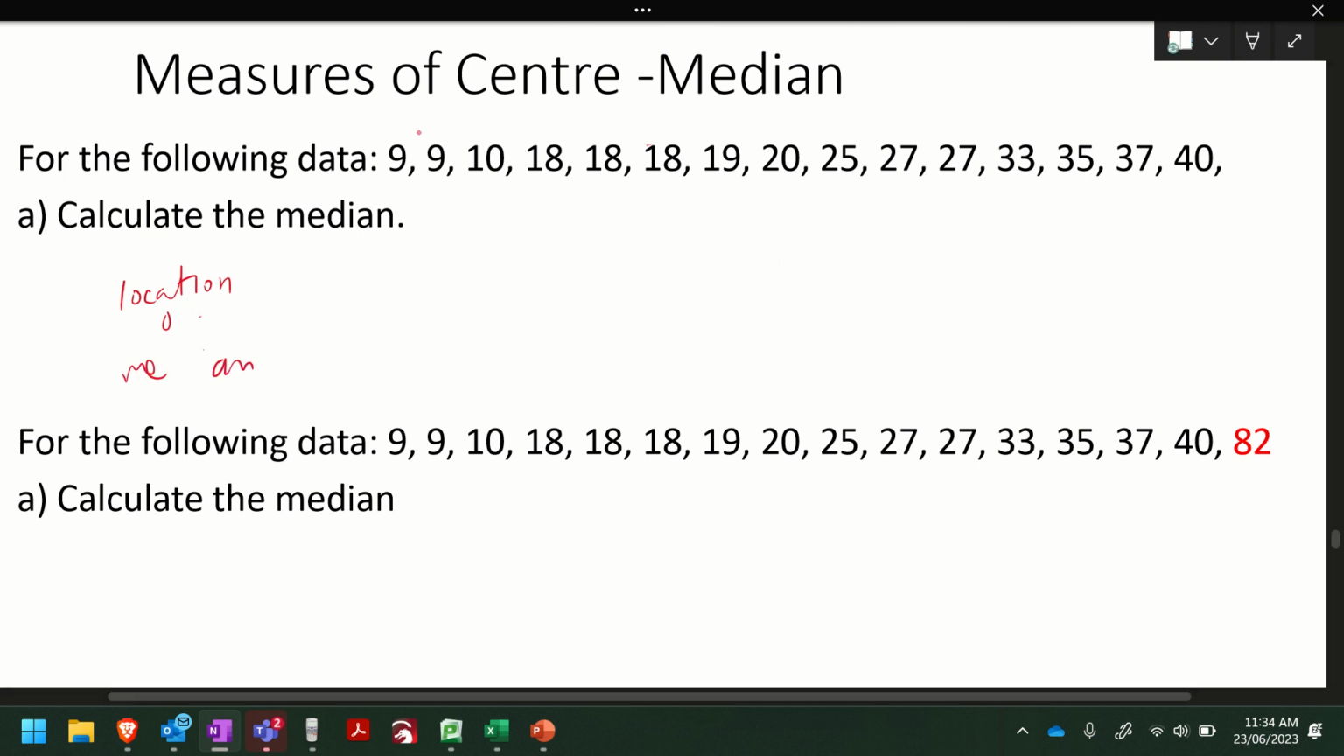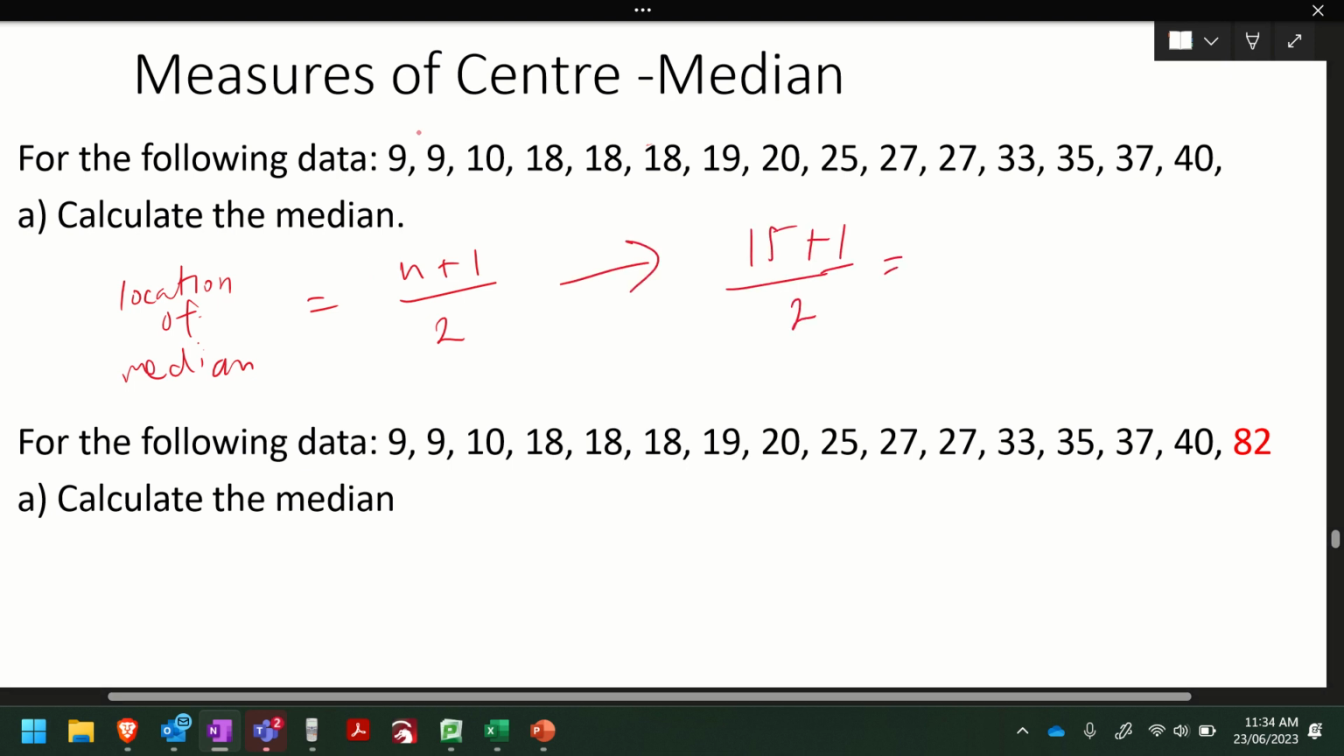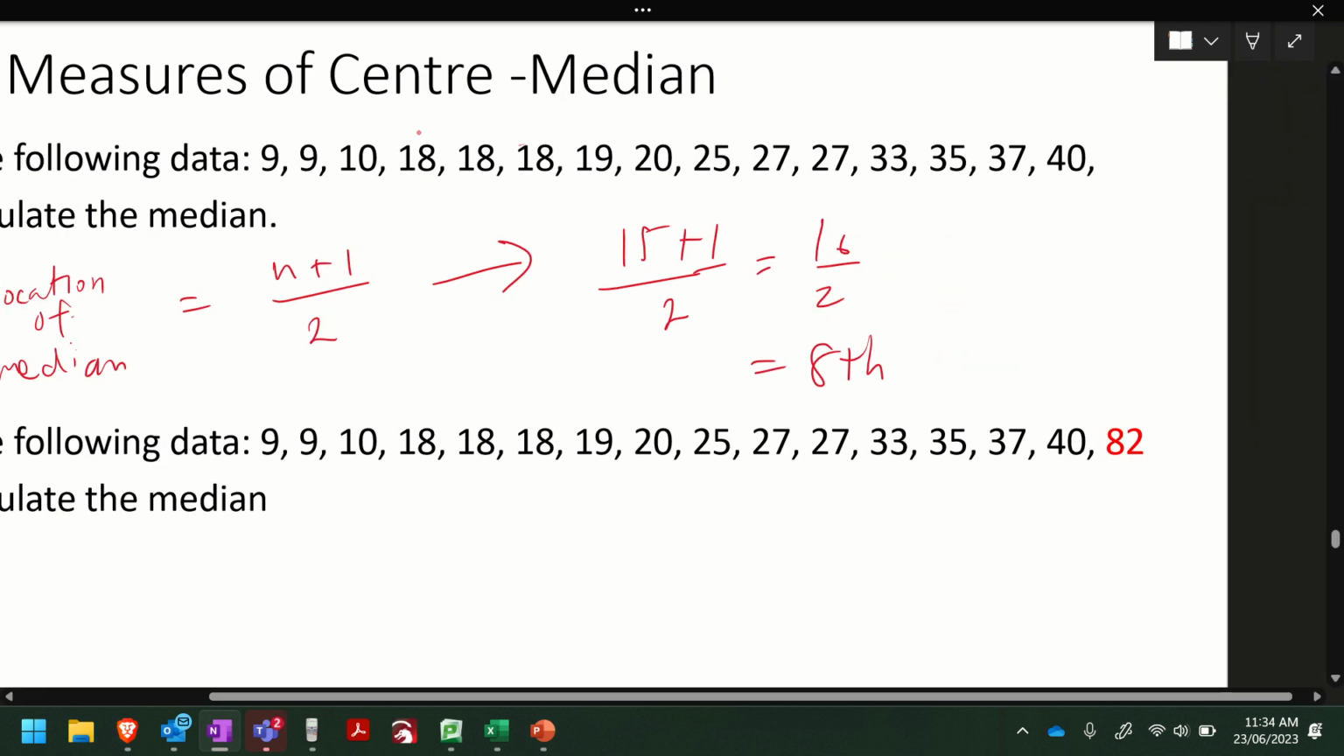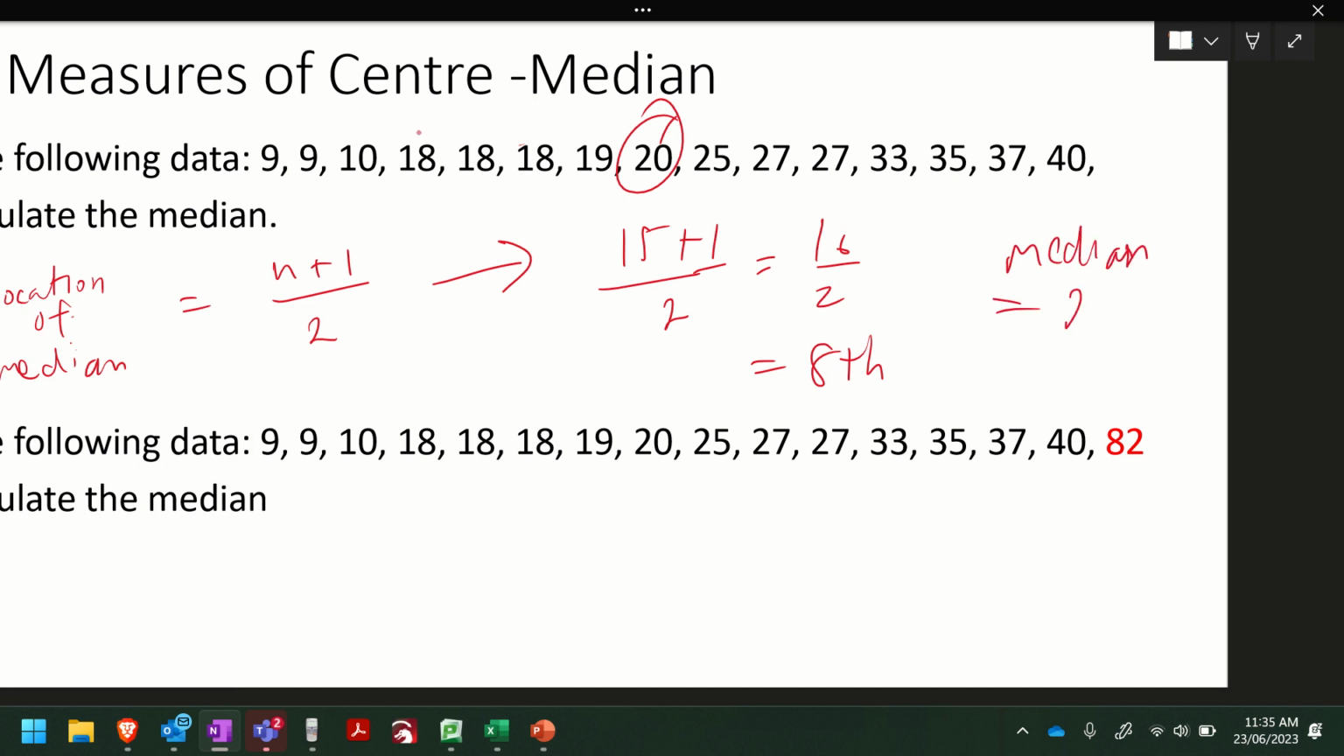Good, very nice. Okay. So remember the rule n plus 1 divided by 2, where n is the number of numbers. So this becomes 15 plus 1 divided by 2. 16 divided by 2, which is 8. So that means the eighth number is the median. So if you count here, 1, 2, 3, 4, 5, 6, 7, 8. There's your median. Don't tell me that the median is 8. The median is the eighth number, which is the number 20 in this case.